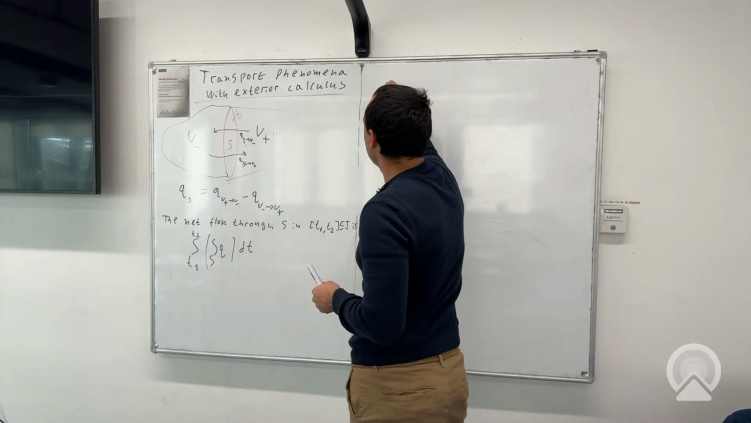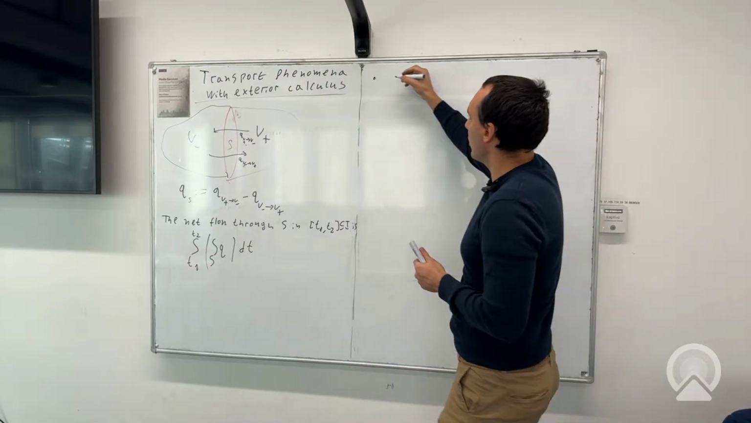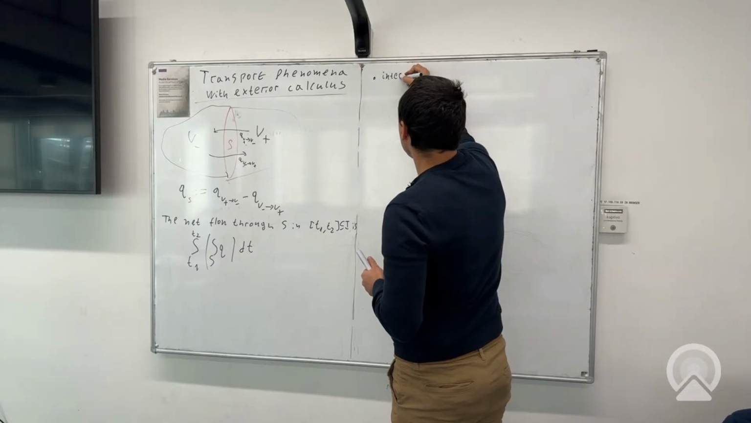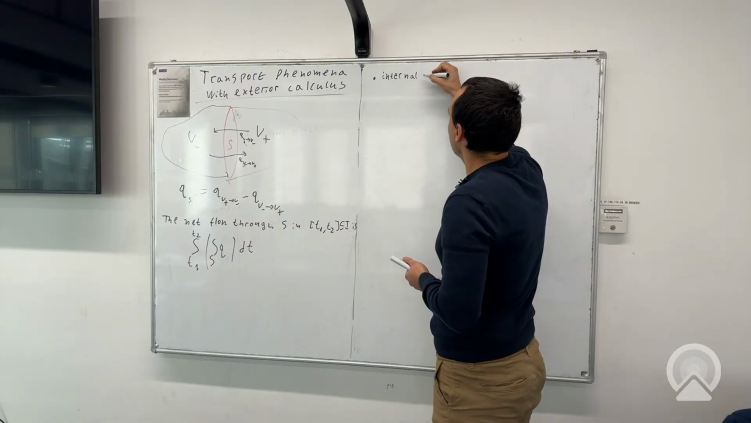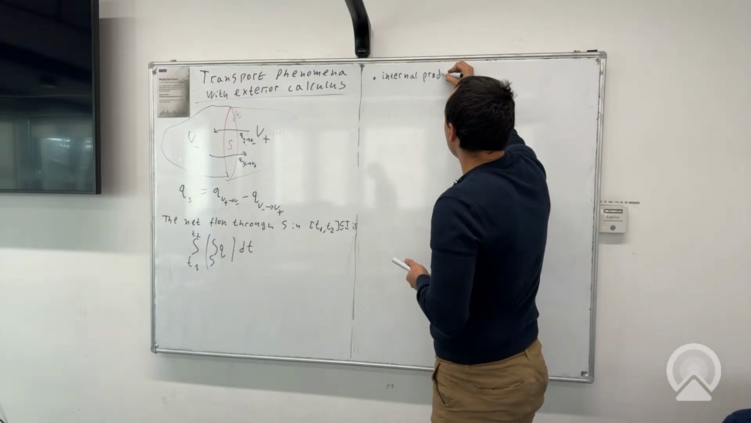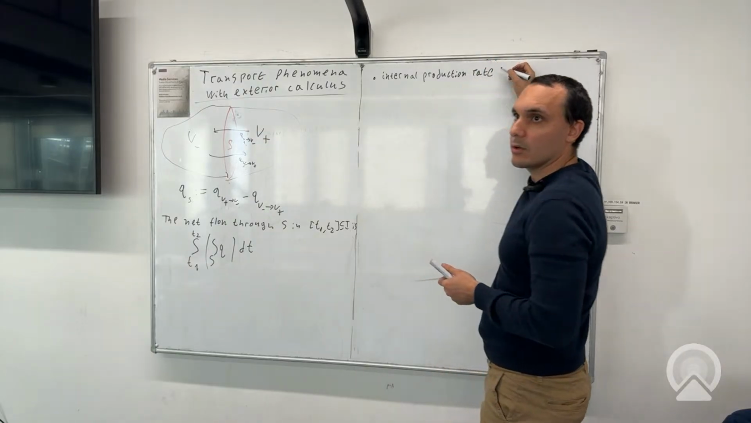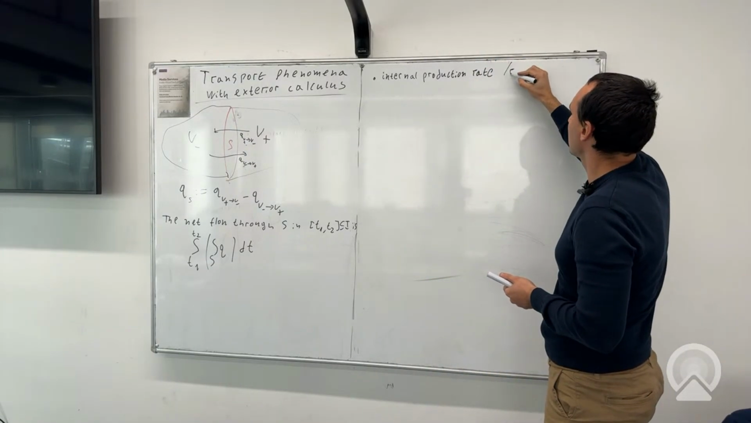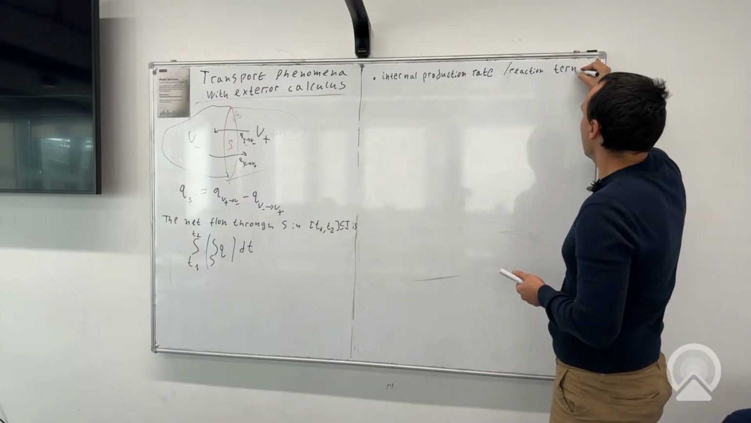We also have the flow. I call it internal production rate. This is usually a reactive term. Internal production rate, which is also a reaction term.